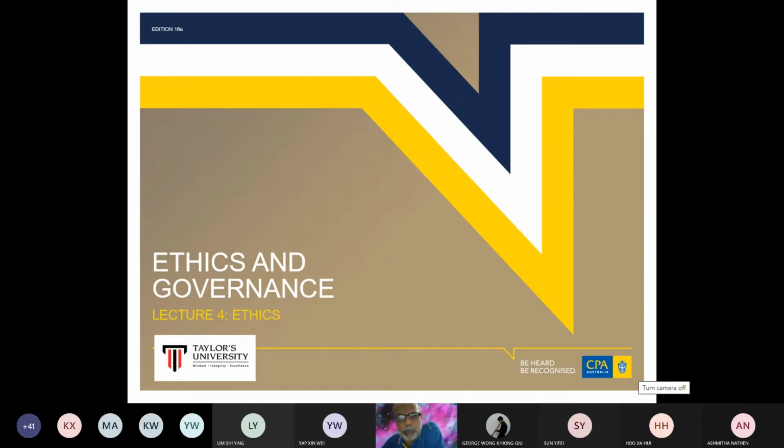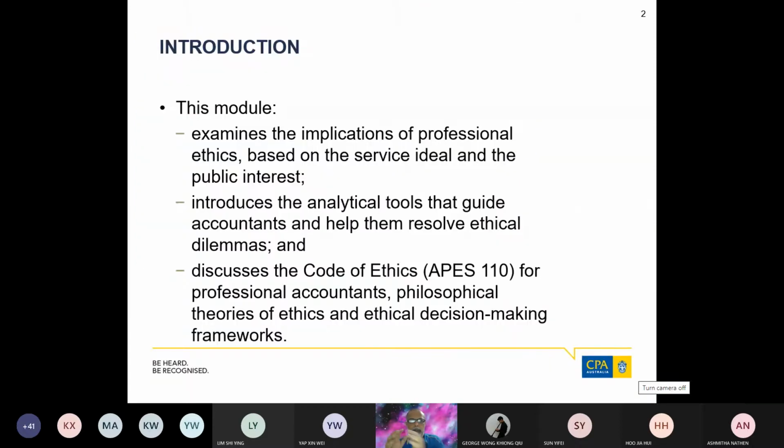Okay, so we're going to still continue on ethics today. This is actually week 5, but as you know, last week we had a presentation from CPA Australia, so I'm going to resume the same thing this week. Lecture on ethics, which examines the implications of professional ethics. Last week we had a first-hand meeting with Melissa Wu from CPA Australia. As you would find, most of our teaching material and slides are from them.